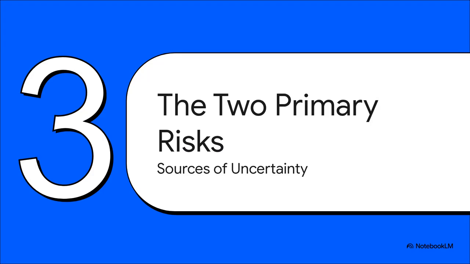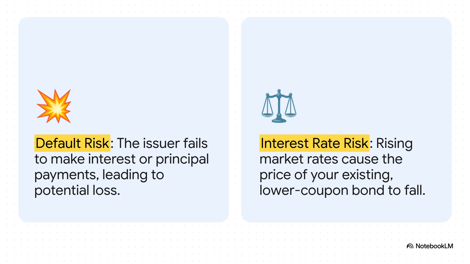Of course, the promise of income is never absolute. It is always accompanied by risk. Understanding these risks is absolutely essential for any successful fixed income investor. For bond investors, these risks can be broadly categorized into two main types. The first is default risk, which is simply the chance the issuer will fail to pay you back. The second is interest rate risk, which we have just discussed, the risk that changes in market rates will negatively affect the value of your bond.